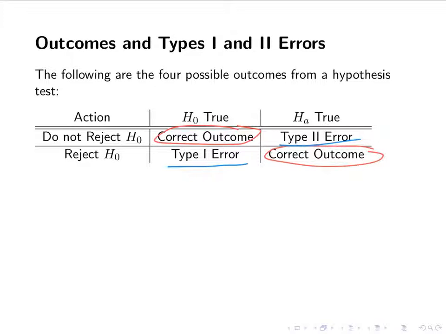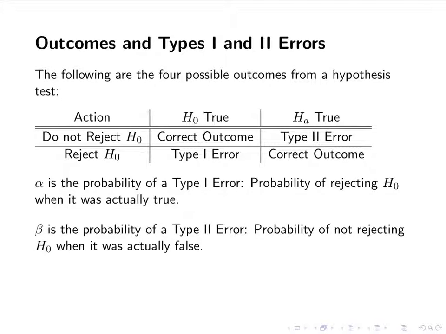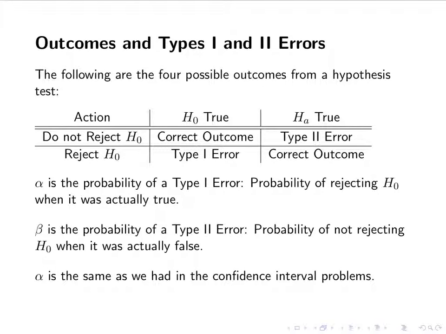So we're going to do some examples of just making sure we understand which type of error is which. And alpha is the probability of a type 1 error. Beta is the probability of a type 2 error. This alpha is the same as the alpha we had in the confidence interval problems. Okay, so it's going to be the probability of a type 1 error, which again is rejecting the null hypothesis when it was actually true.